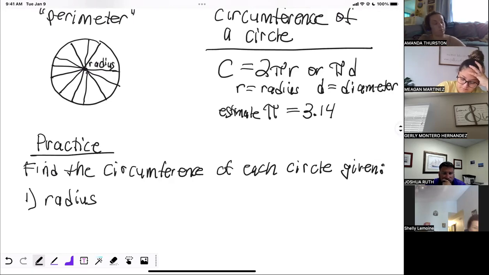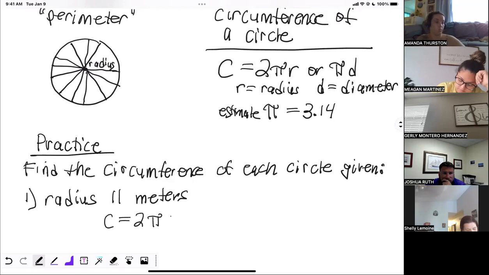Okay, I'm wrong. I read the wrong one, or I wrote down the wrong one. Radius 11 meters. So if you give me the radius, I'm going to use 2 pi r. So circumference equals 2 pi r.